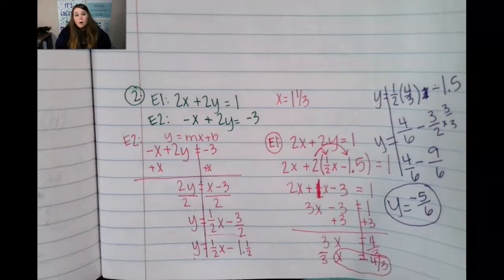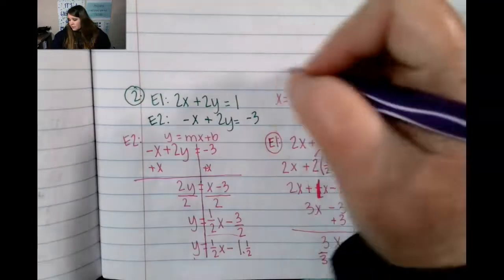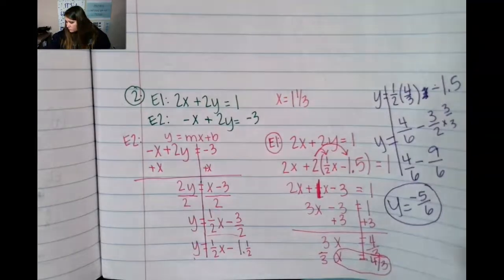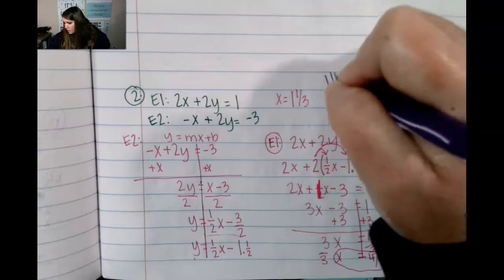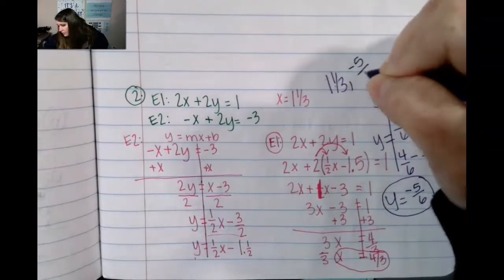Holy moly, that problem was really evil. And I'm sorry that that problem happened. That was ridiculous. So, there you have it. Your answers for your try-its right there. Our solution totally is 1 1/3, comma, negative 5 over 6.